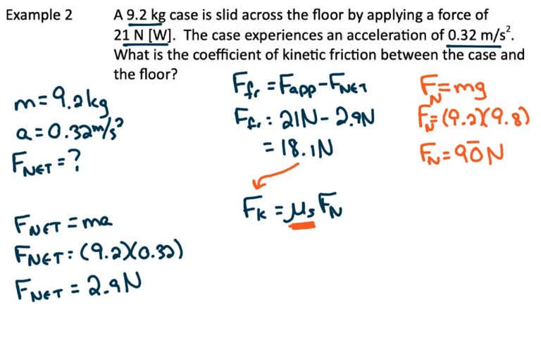Substituting that and the force of kinetic friction in, we get 18.1 equals mu k times 90. Dividing this out, and again 2 sig figs, we get the coefficient of friction as 0.20.